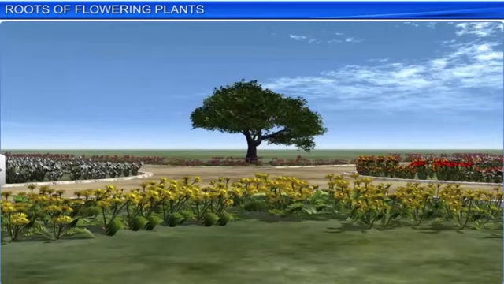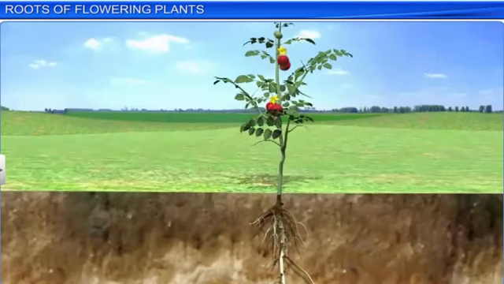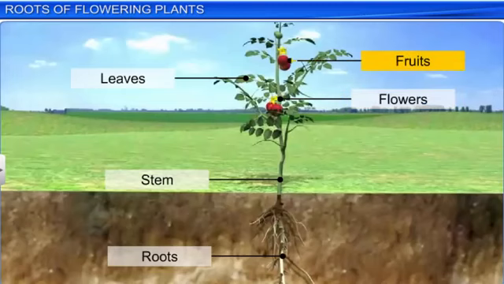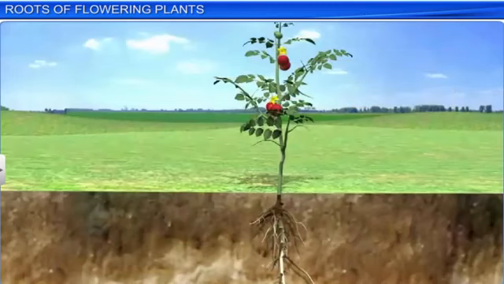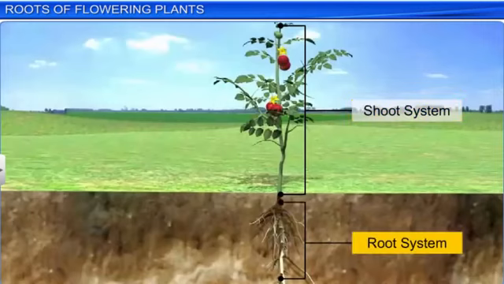Flowering plants or angiosperms are one of the most diverse groups of plants found on our planet. Although there are variations in their external structure or morphology, all of them are characterized by the presence of roots, stems, leaves, flowers and fruits. The portion of a flowering plant above the ground is termed as the shoot system, while the portion below the ground is termed as the root system.